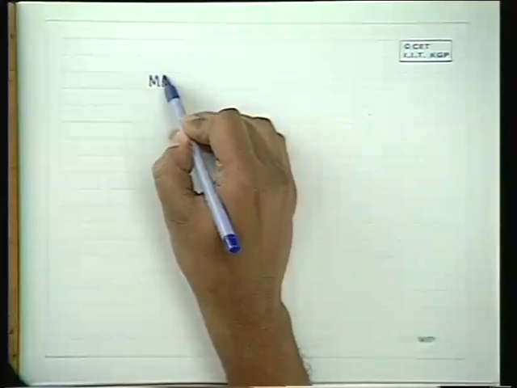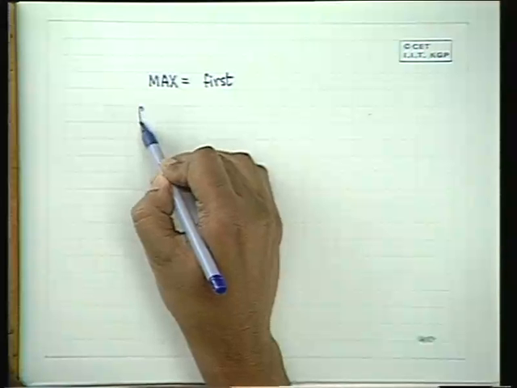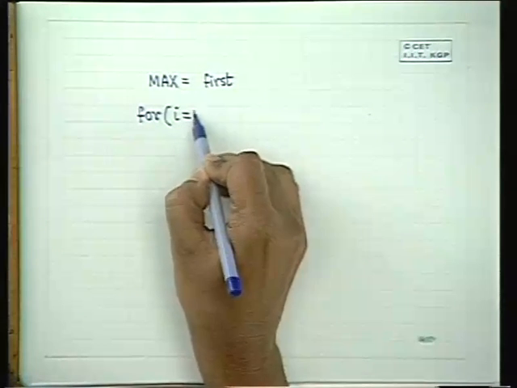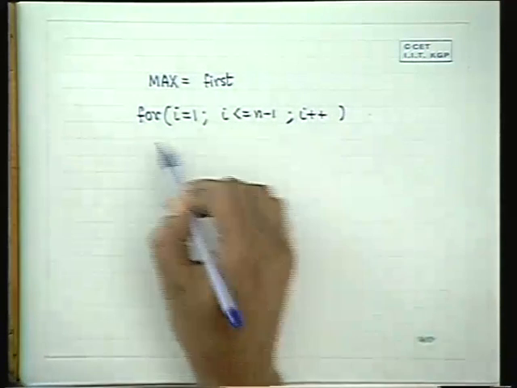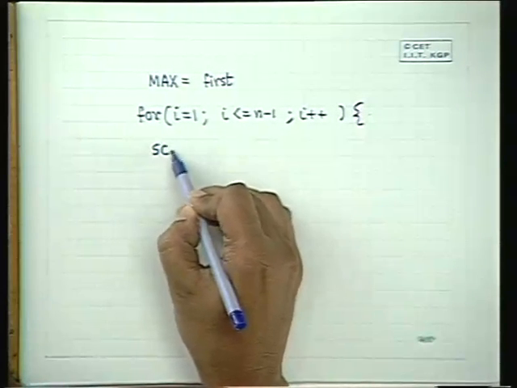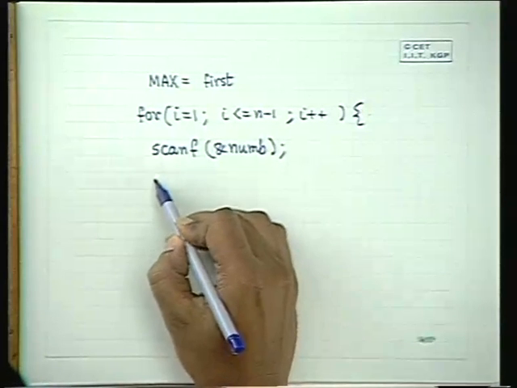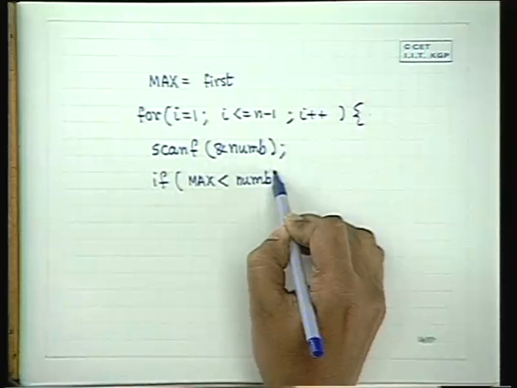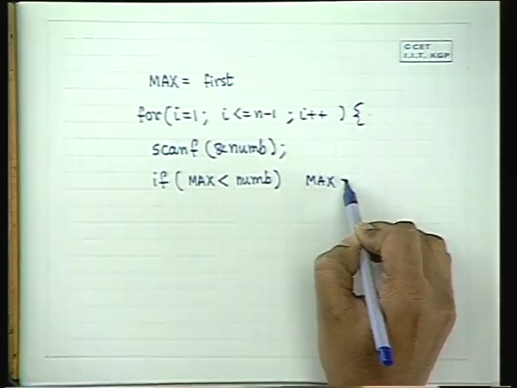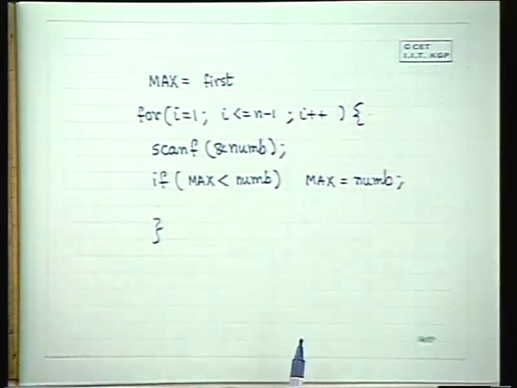In the largest of n numbers, we initialized the value of max to the first number, and then in the for loop we read in a number, and if max was less than num, then we made max equal to num. That was the simple thing that we did to find the maximum of n numbers.